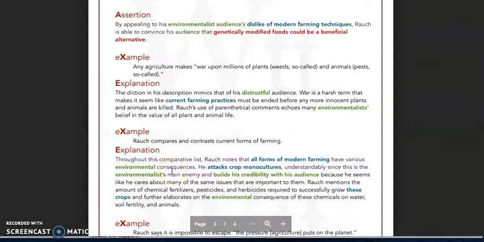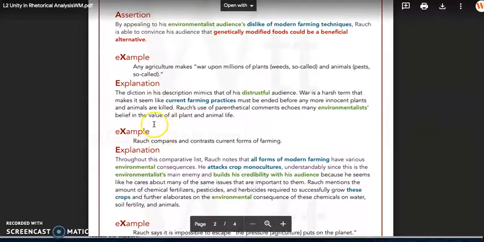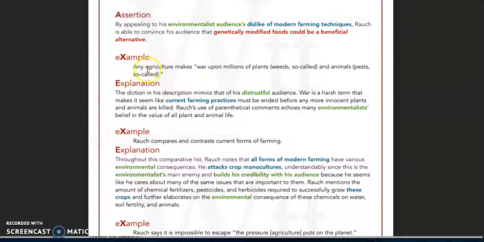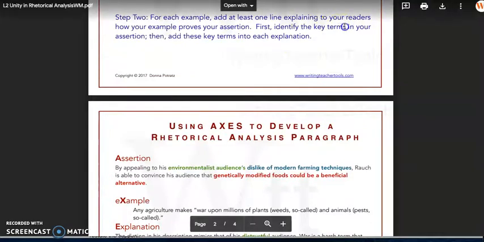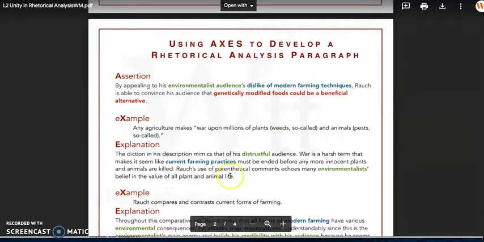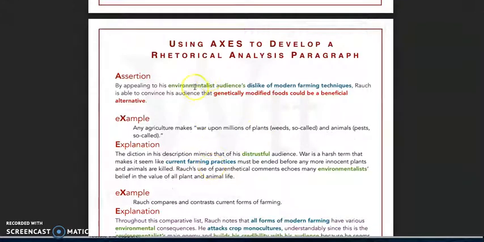You know you're on the wrong track if it's flip-flopped, if your support, your example, is longer than your explanation. You really want to think about the majority of your word count in your paragraph being you explaining how that support proves that assertion. So here we have our example, and as I said earlier, I recommend that we use key terms. So use the red, green, and blue when you're thinking about how you're going to explain that. Here we have the environmental audience's dislike, and so we've got distrust, environment, and the current farming practices gets repeated.